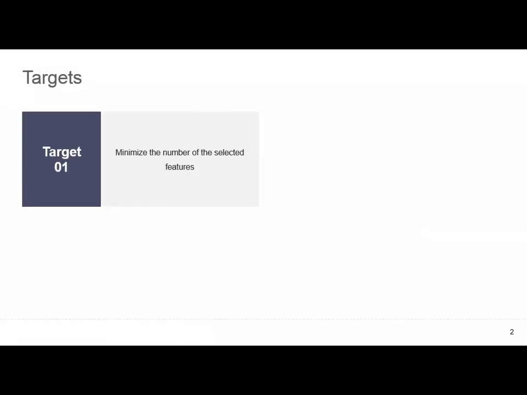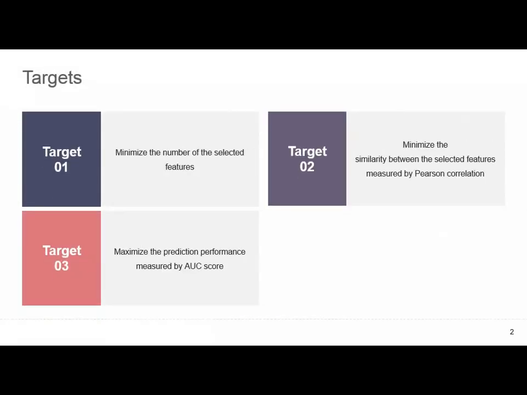Targets: 1. Minimize the number of the selected features. 2. Minimize the similarity between the selected features, measured by Pearson correlation. 3. Maximize the prediction performance, measured by AUC score.